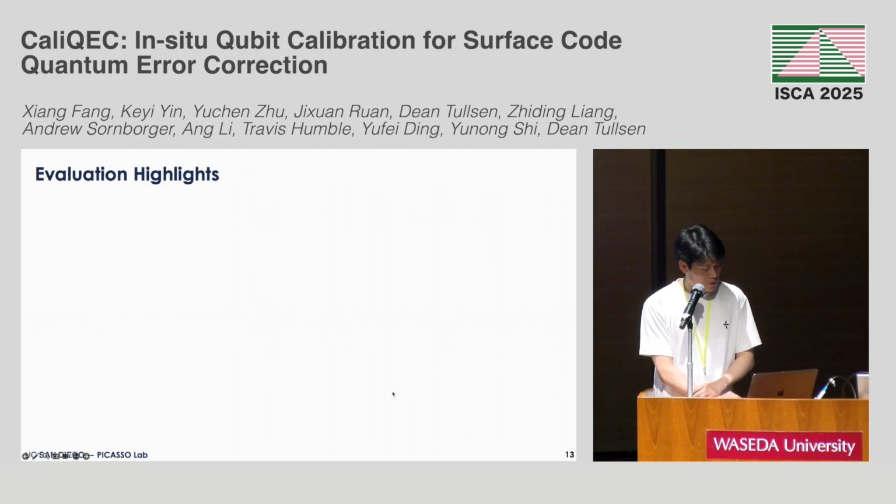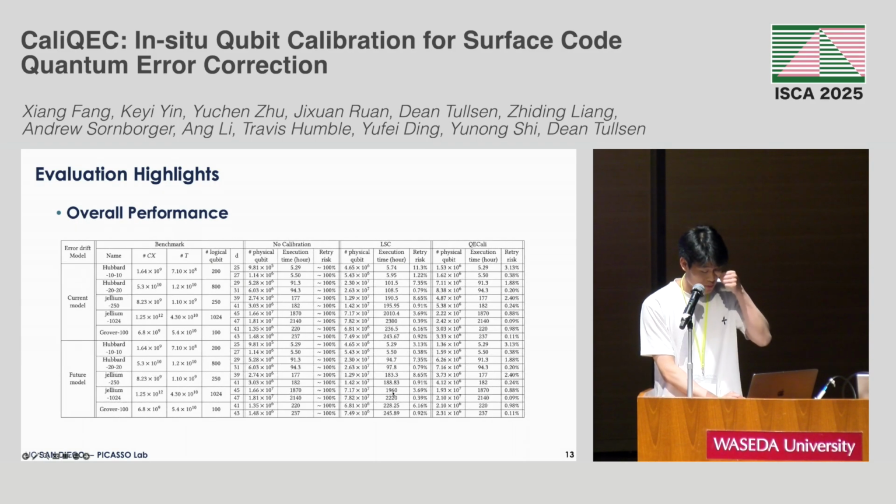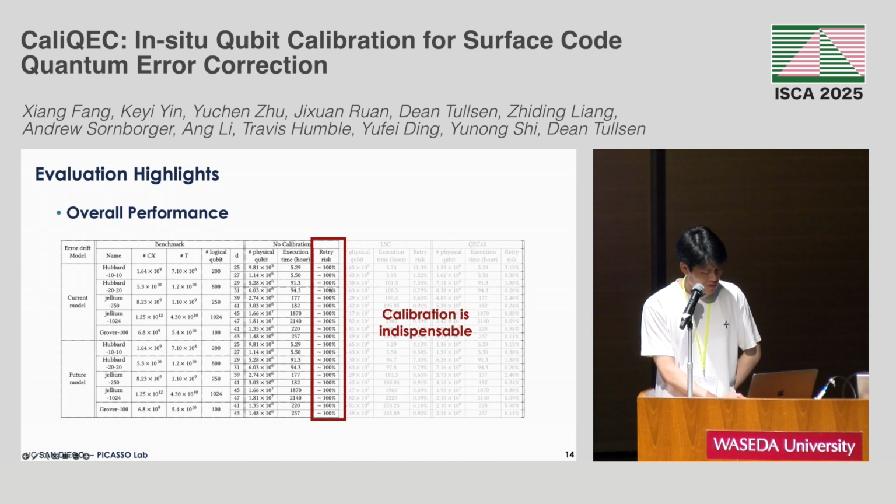So yeah, let me present some evaluation results. In terms of the overall performance, we perform the end-to-end evaluation on the standard fault-tolerant benchmarks. If you look at this column, you can see that if there's no calibration, the retry risk or the failure probability is around 100%. So that means calibration is indispensable. This is straightforward, but in this case, the number of physical qubits and the execution time are optimal. So that serves as a good reference for evaluating the time and space overhead.